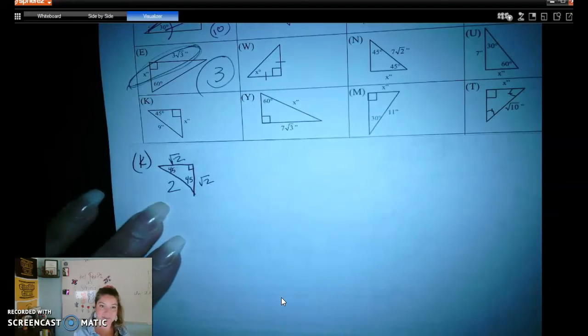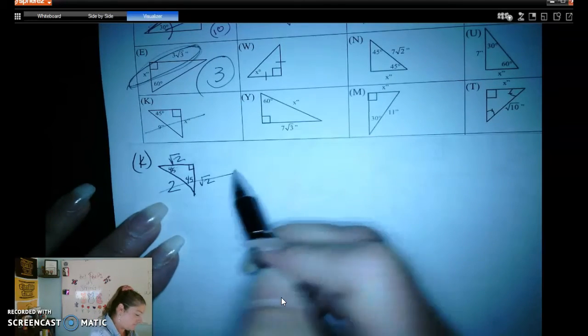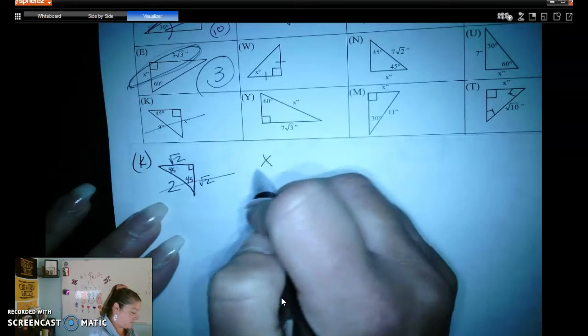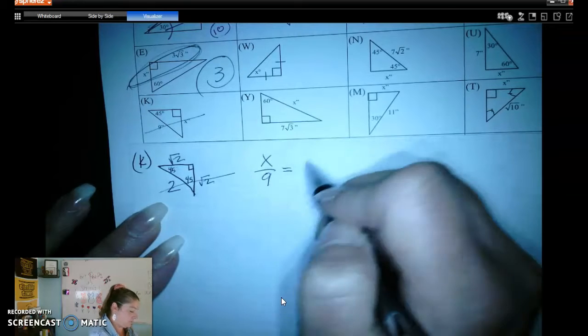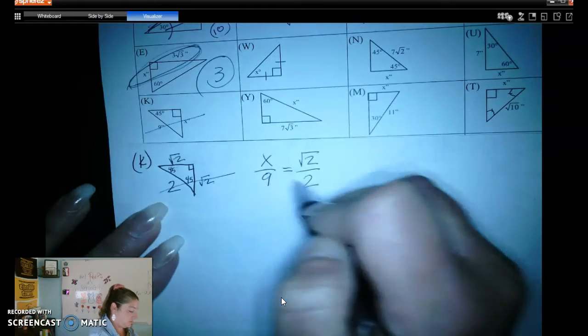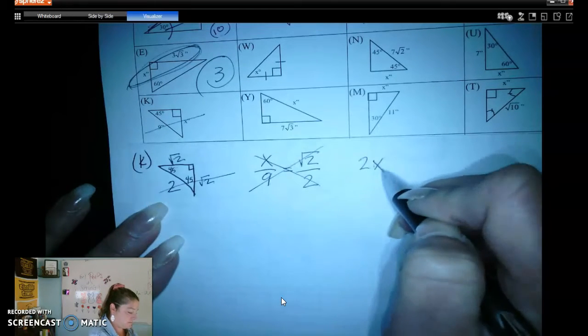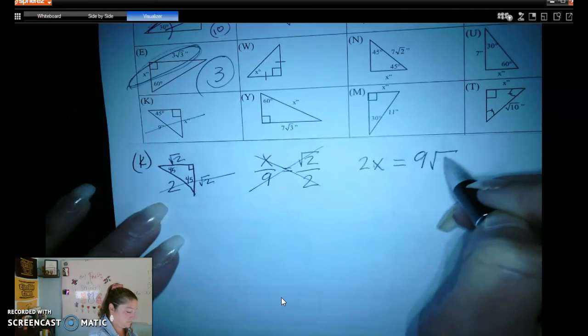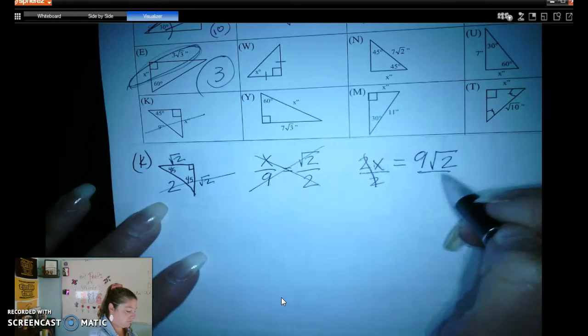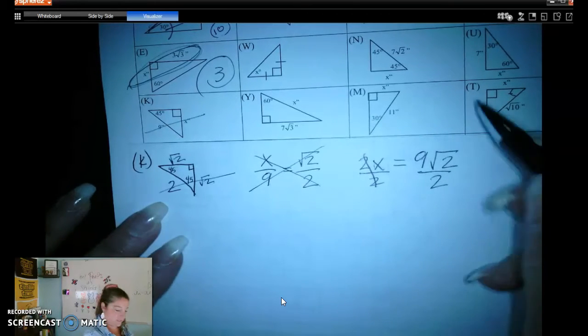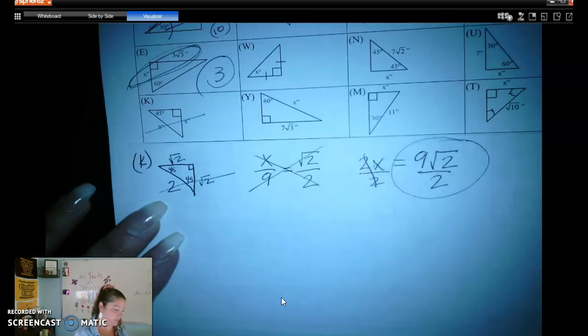And then again, now that we have it, we can just set it up. Okay, so x over 9 is going to equal root 2 over 2. Do some cross multiplying, and then divide by 2. And so for this one, for letter K, there's your answer.